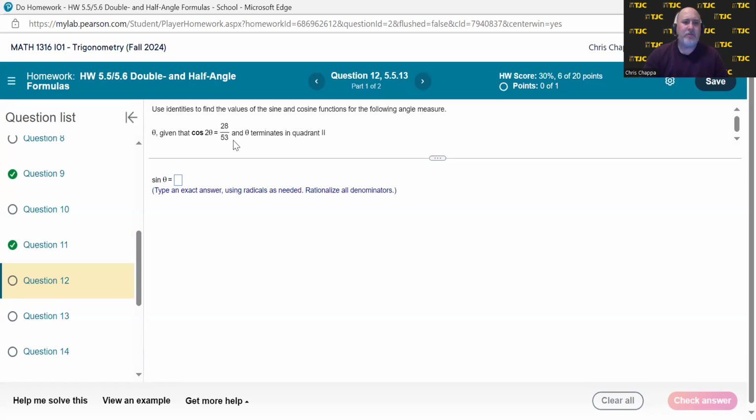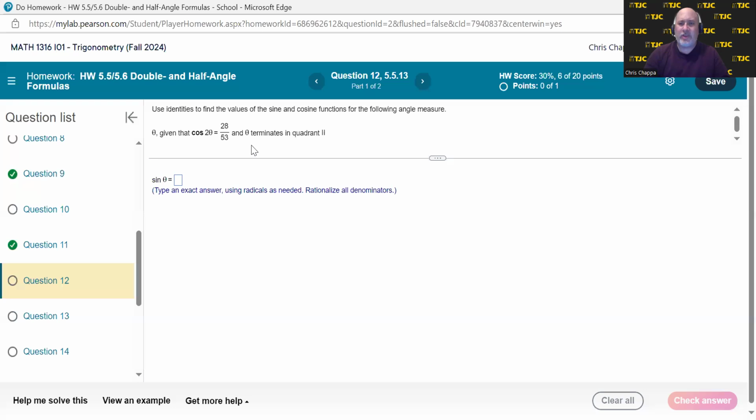Given that cosine of 2 theta, wait a second. This one's interesting. I didn't pay close attention to this one. Use identities to find the value of sine and cosine for the following angle measure. Find sine of theta, given that cosine of 2 theta is equal to 28/53 and theta terminates in quadrant 2. Well, the fact that theta is in quadrant 2 tells us sine is positive, but how can we go backwards? Can we go from cosine 2 theta to just sine? And the answer is very carefully, yet very straightforward.